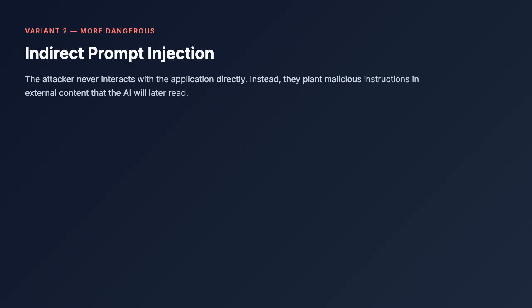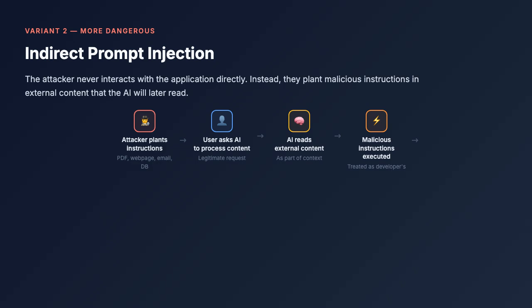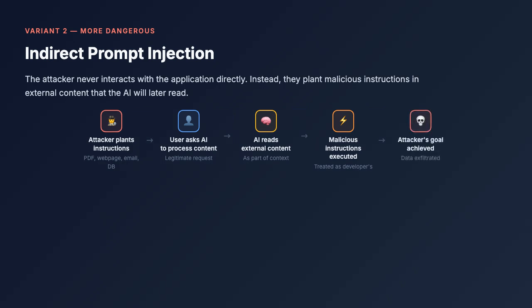The second variant is indirect prompt injection, and it's more dangerous because the attacker never interacts with the application directly. Instead, they plant malicious instructions in external content that the AI will later read, such as a document, a web page, a database record, an email, or a PDF. Here's the attack flow. First, the attacker plants malicious instructions in external content. Then, a legitimate user asks the AI to process that content. The AI reads the external content as part of its context. The malicious instructions in the content are followed as if they came from the developer, and the attacker's goal is achieved: data exfiltrated, behavior changed, or the user deceived.